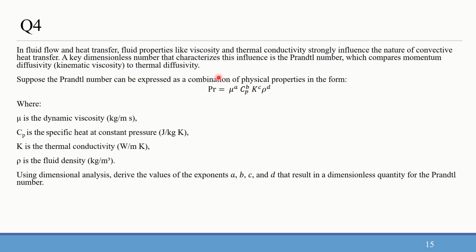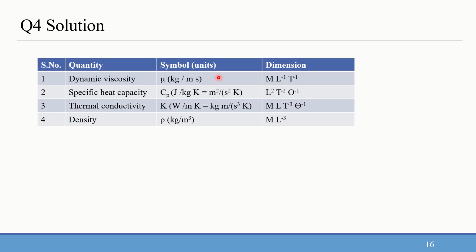So similar to the last problem, we are going to solve this problem as well. First we are writing the dimensions of all the quantities given in the equation. The first one is dynamic viscosity mu, its unit is kg per meter second. So we can write it as M L^-1 T^-1.